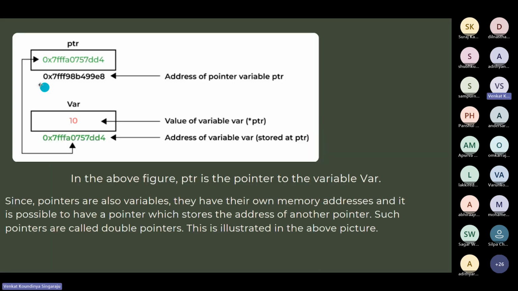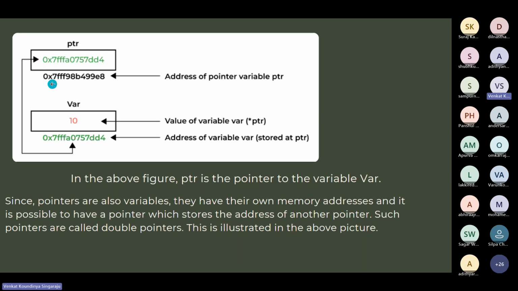And this black colored thing is the address of the pointer variable. And now, what do pointers point to? Pointers point to other variables. They store the address of other variables. So since pointers are also variables, you can have a pointer which points to another pointer, since that other pointer is also a variable. So such pointers which point to other pointers are called double pointers.